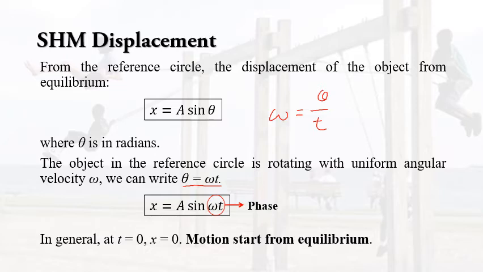So in general, at time t equals 0, x is equal to 0. Why? Because sine 0 is equal to 0. Sine 0 degrees is equal to 0. Therefore, at time t equals 0, x will be equal to 0. So here, we assume the motion starts from equilibrium.